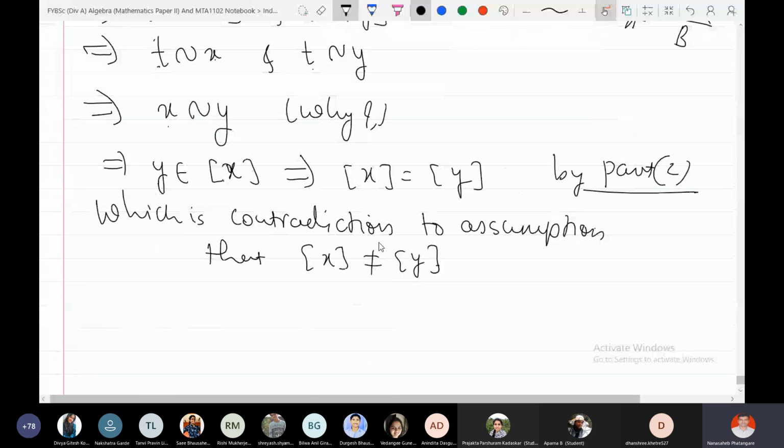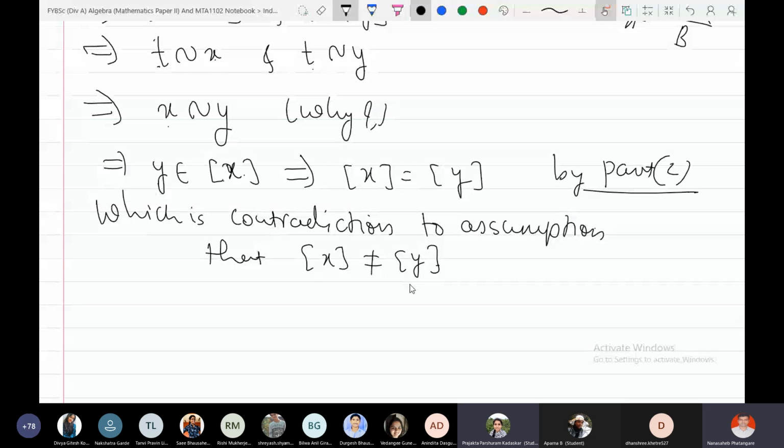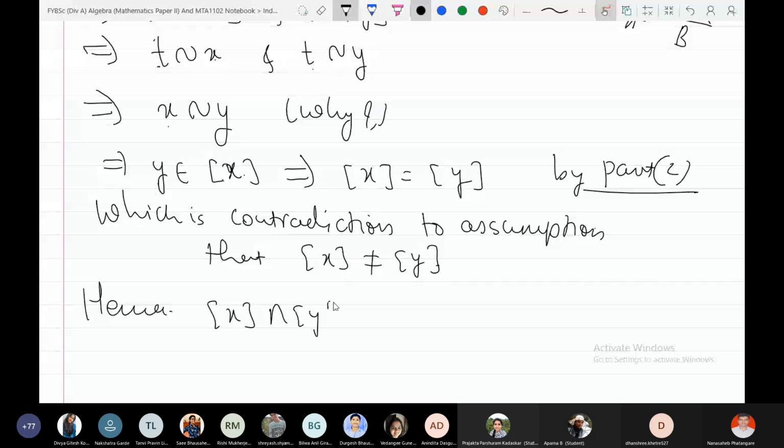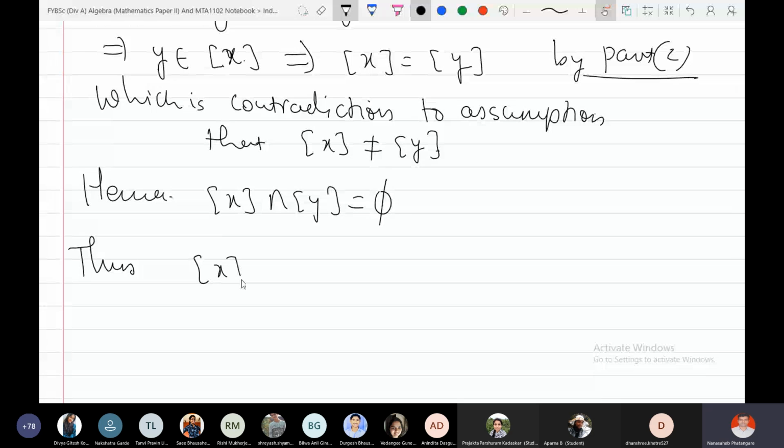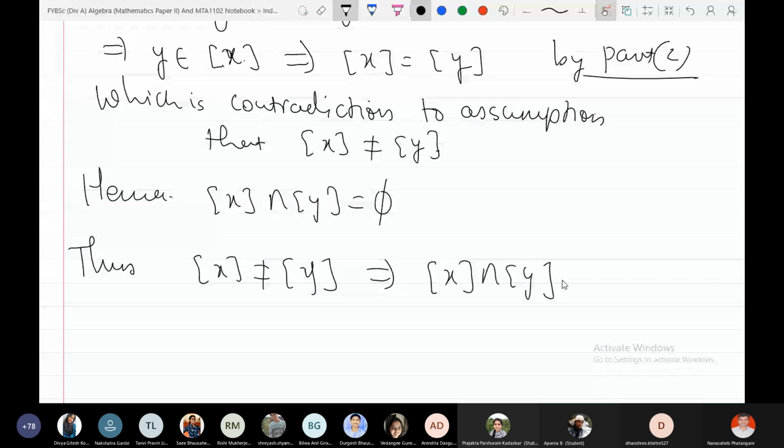Is it clear? Is there any confusion? No, sir. Hence, what is the conclusion? The intersection of two classes must be empty. If it is not empty, then we get a contradiction. Thus, what is the final conclusion? If two classes are unequal, then their intersection is empty. Right? So that is what we proved.